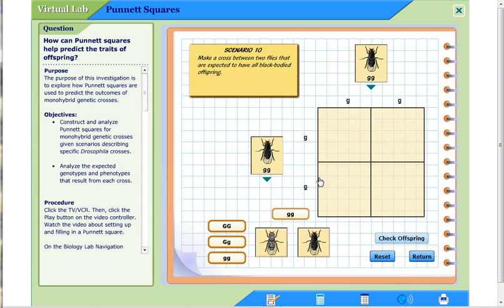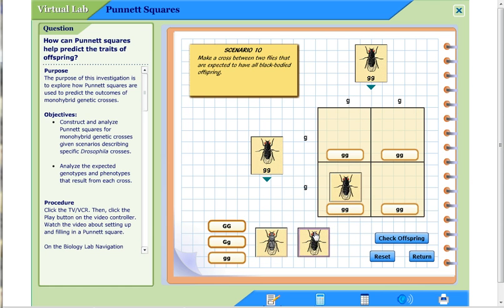Then the only choice we have is that, and everybody looks like that. Recessive trait. That's recessive traits at its best right there.